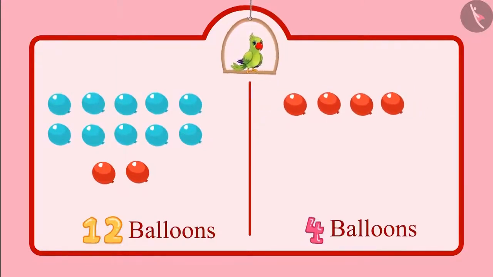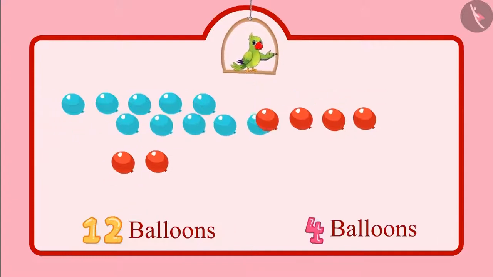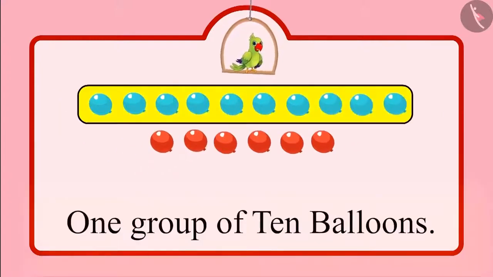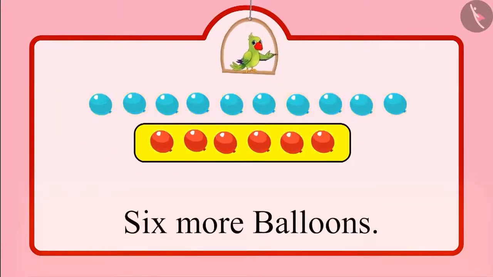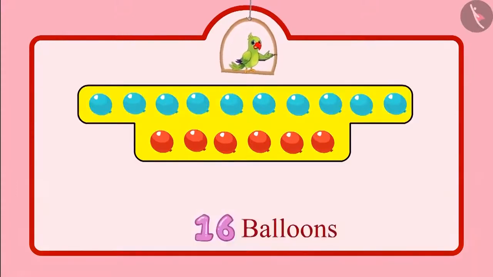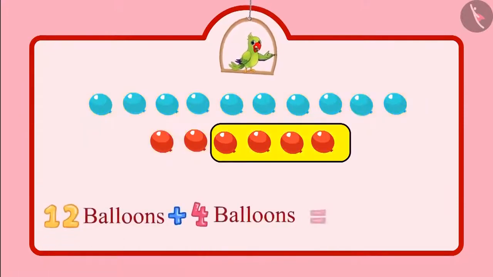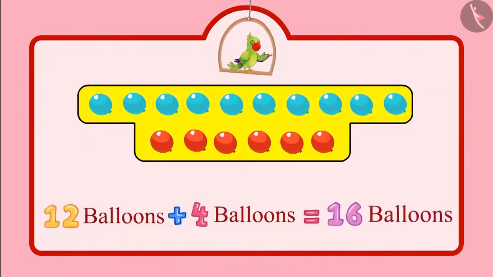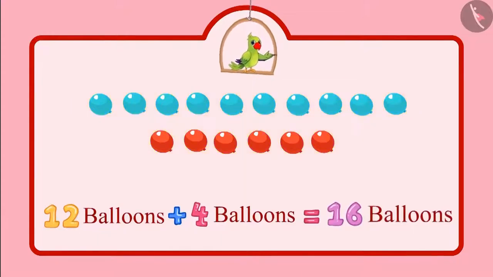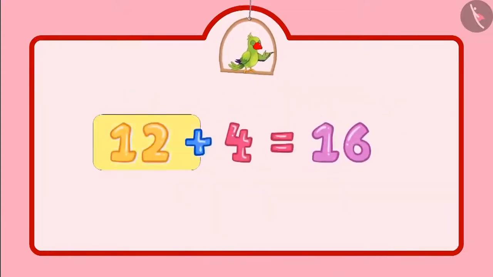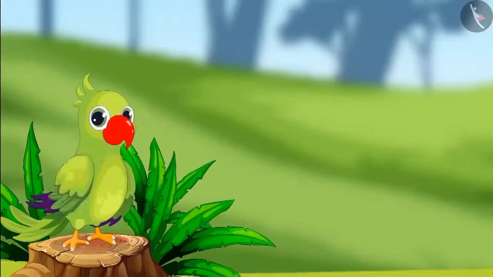So children, if we see all balloons together, then we have one group of 10 balloons and 6 more balloons. That means we have a total of 16 balloons. Yes, children. So 12 and 4 balloons make a total of 16 balloons. So children, this means that when we add 12 and 4, then we get a total of 16.